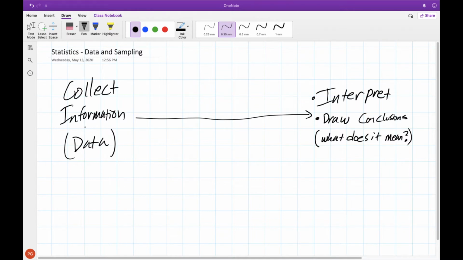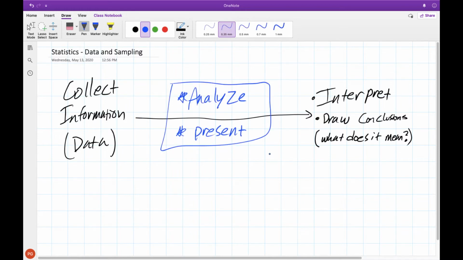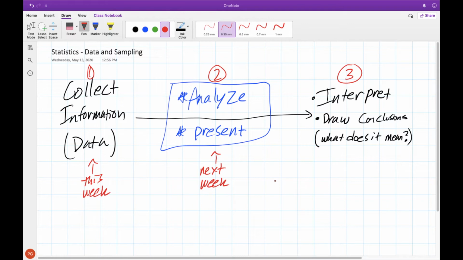Now, a key step between collecting the information and drawing conclusions, trying to figure out what the information means, is how we analyze or present the data that we have. These are the three key steps in any statistics. This week, we're going to focus on how you collect information and how to do it in an effective way, as well as what can go wrong. Next week, we'll be talking about how you can analyze and present your data.